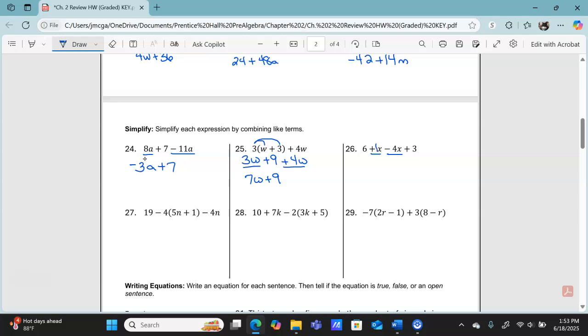So there's a 1 there, even though it's not showing. So that's going to give me a negative 3X because the signs are different. So we find the difference and keep the sign of the larger. And then the 6 and 3 are both positive, so we will add those and get plus 9.